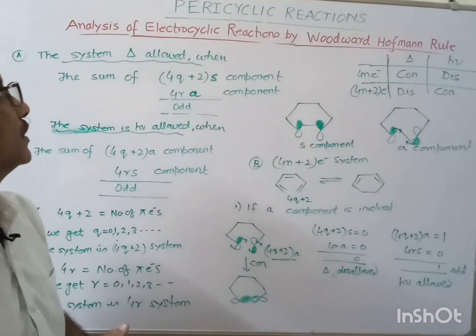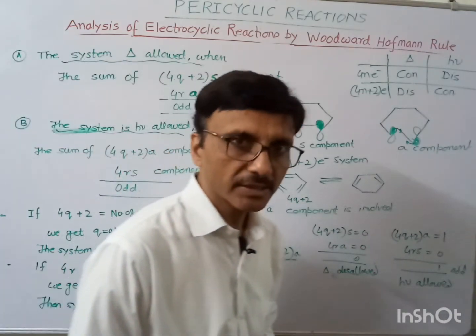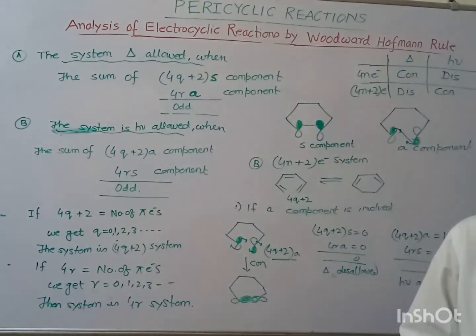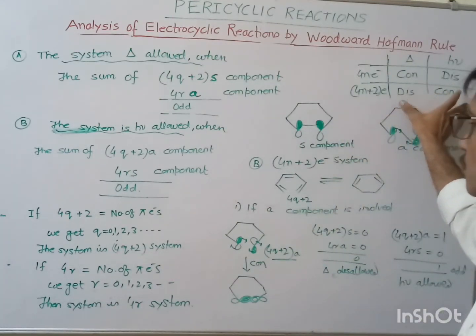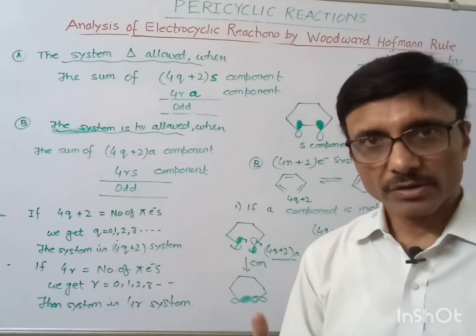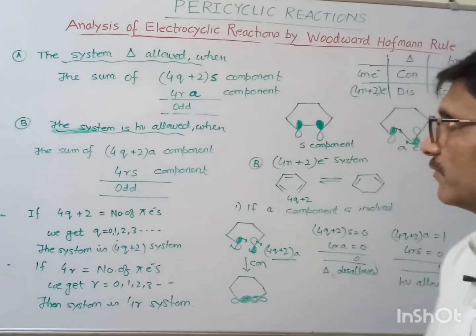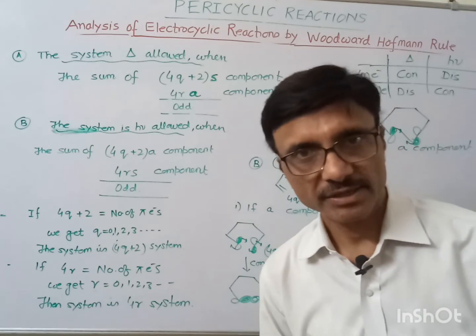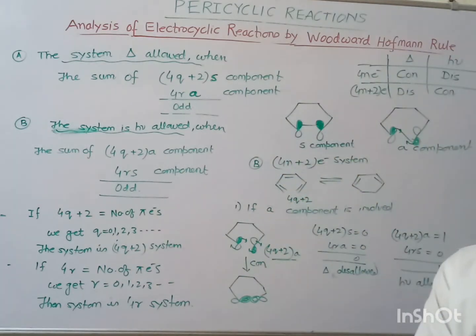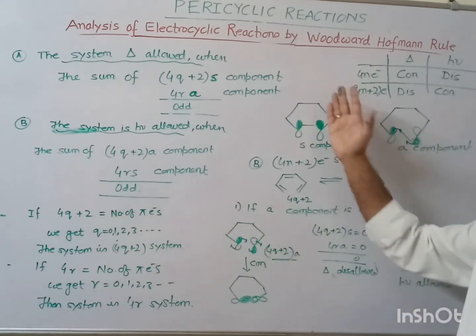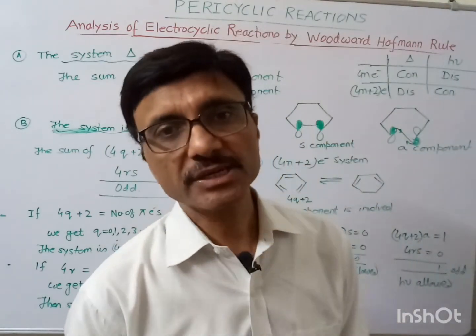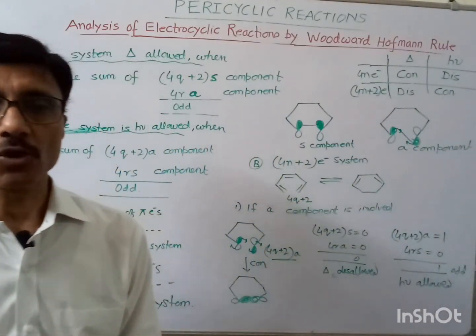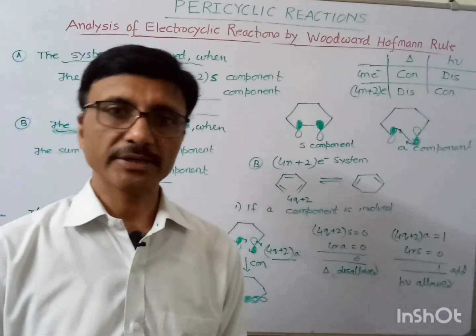So this is about the electrocyclic, this is the Woodward-Hoffmann rule. Now we have analyzed this electrocyclic rule in various ways. One is the FMO method, another is the correlation diagram method, next is the PMO method, and the last one is the Woodward-Hoffmann rule. So in the next lecture we will see some of the problems related to electrocyclic reactions. Thank you.